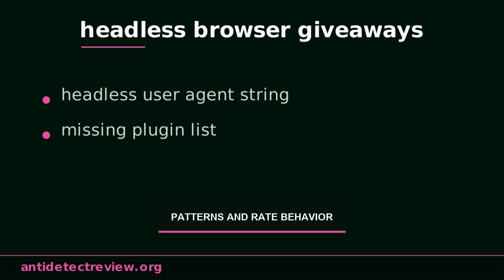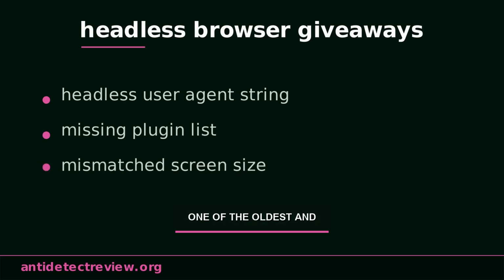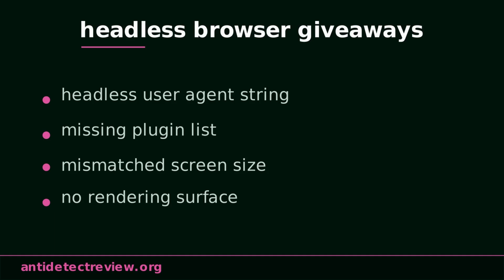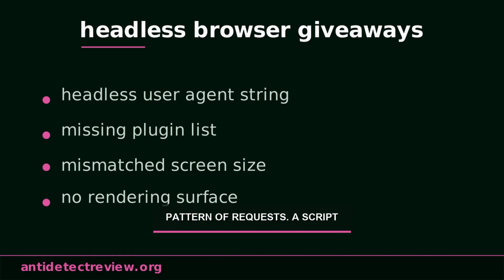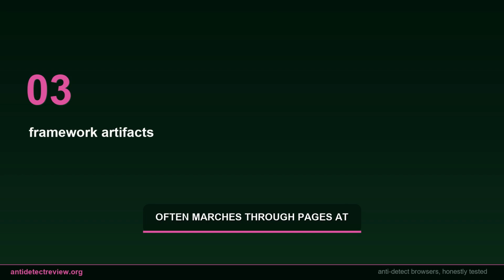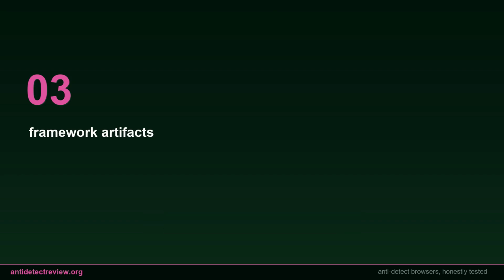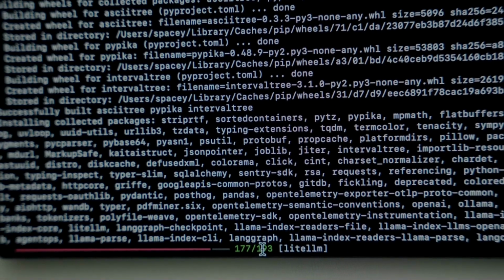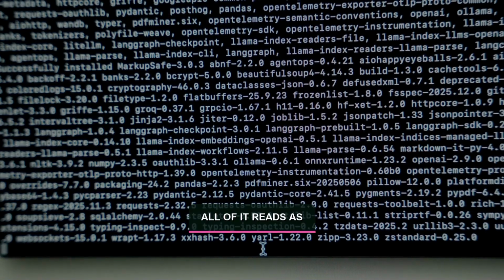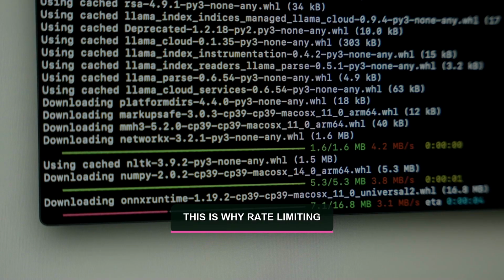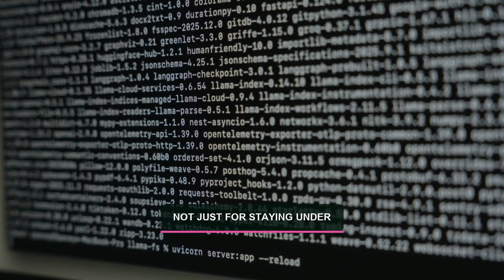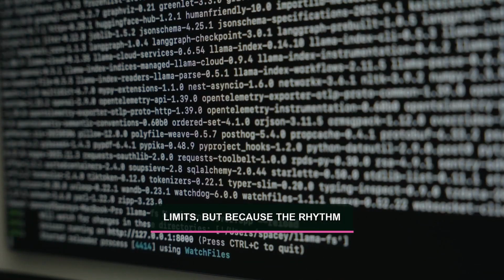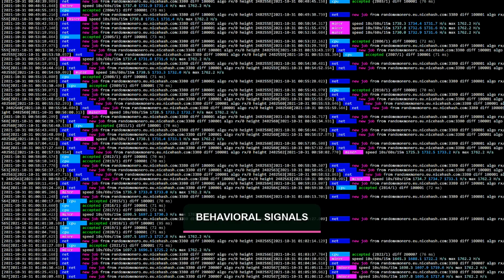Request patterns and rates. Behavior at the request level is one of the oldest and most reliable tells. A human browses in bursts, pauses, wanders, and generates a messy pattern of requests. A script often marches through pages at a steady, inhuman rhythm, faster and more regular than any person, hammering an endpoint at a constant rate, pulling pages in perfect order, or never pausing to read. All of it reads as mechanical. This is why rate limiting and polite pacing matter, not just for staying under limits, but because the rhythm itself is a signal.